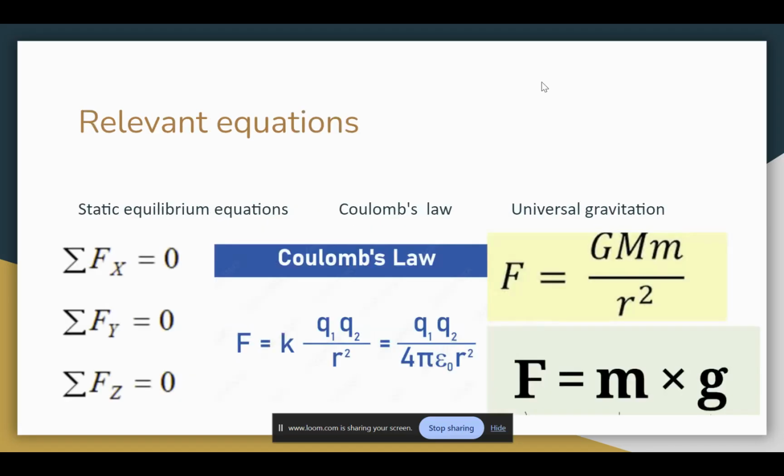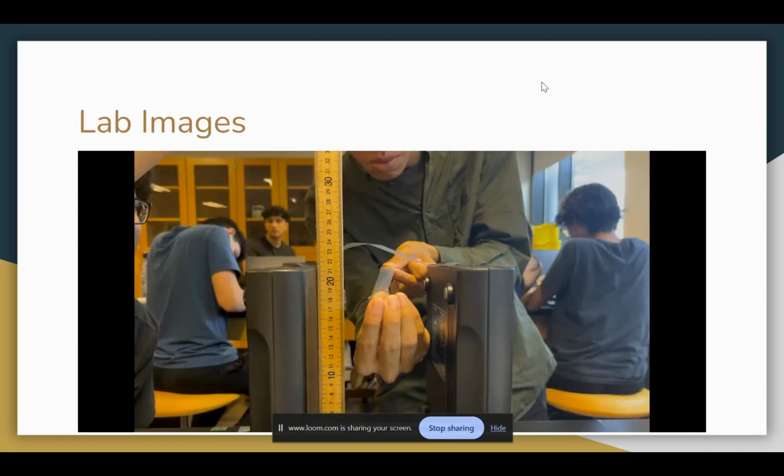And the relevant equations are the static force equilibrium equations, where we can see that the sum of the forces are zero, allowing us to solve for electric force. Coulomb's law, the equation we actually use to solve for electric force, and universal gravitation, simplified into F equals mg, showing that universal gravitation is the down force on the tape. Coulomb's law is the force propelling it upward, and static equilibrium just says they're equal. This is the image we have of our piece of tape levitating due to both of them being positive charges repelling.